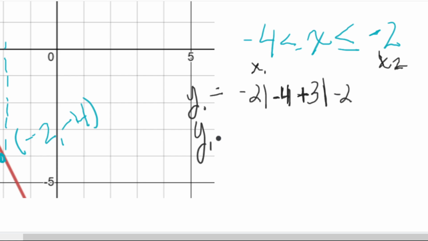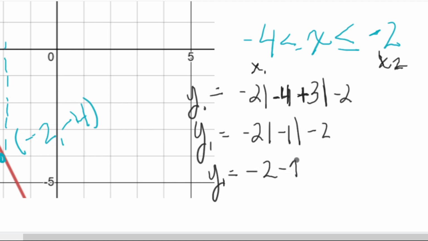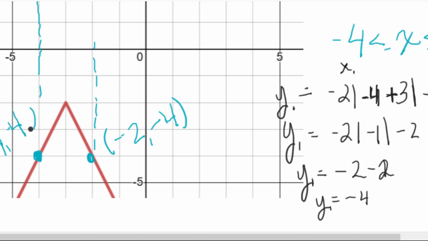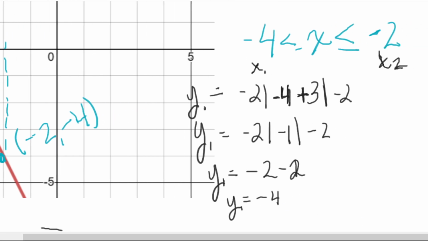So our y1 then, negative 4 plus 3 is negative 1. The absolute value of negative 1 is 1, and negative 2 times 1 is negative 2. Then minus 2 gives negative 4. And so my y1 is negative 4. And that's what we got when we looked at the graph, right? Right there, negative 4. If I do that same thing by plugging in negative 2 for x, you'll find that my y2 is also going to be negative 4.